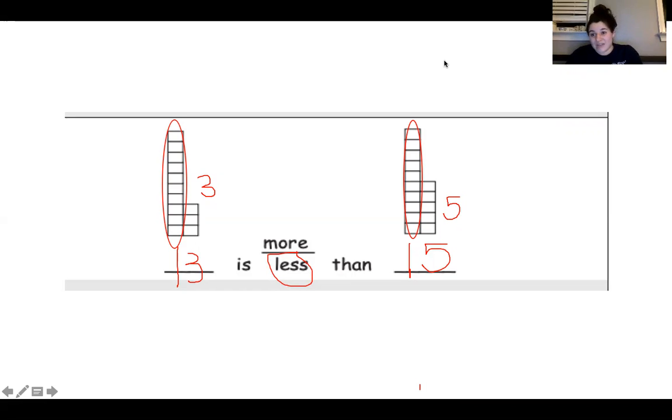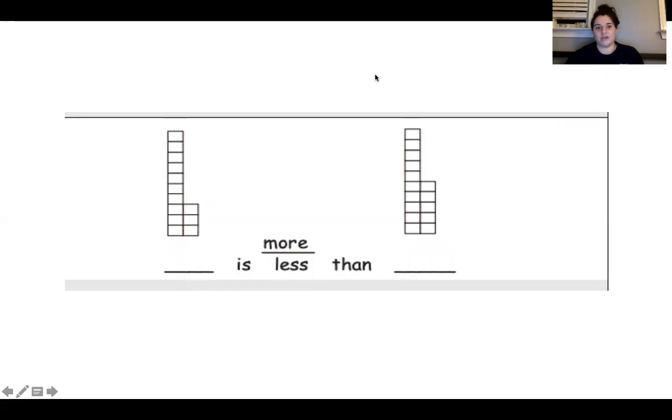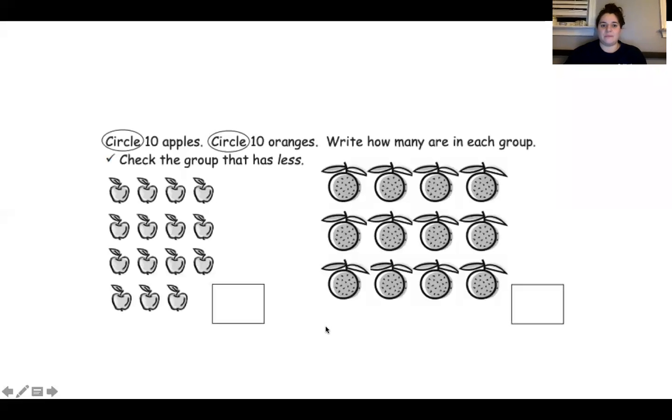Let's practice one more time before you work on your problem set. Let's erase our drawings and see our next problem. I see lots of fruit. Are you ready? Let's read. Circle 10 apples. Circle 10 oranges. They know our first step. We always have to find a group of 10 when we are comparing teen numbers. Let's do it. I'm gonna get ready to circle my group of 10.